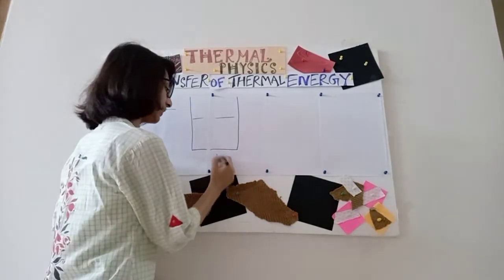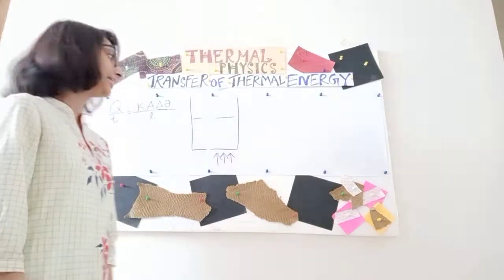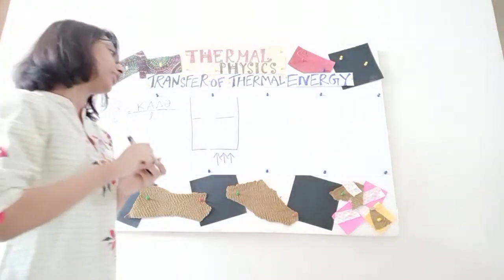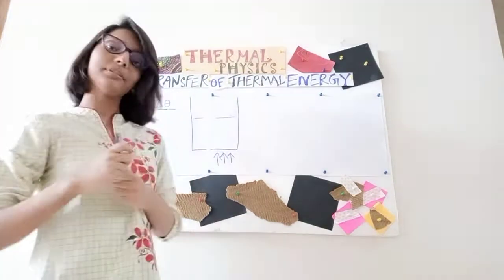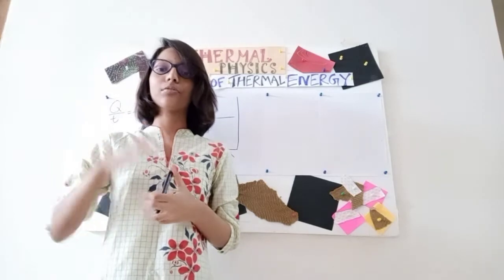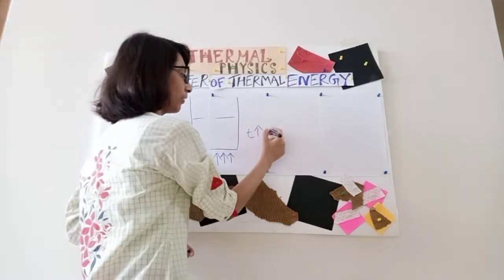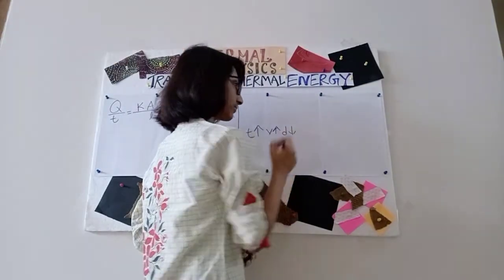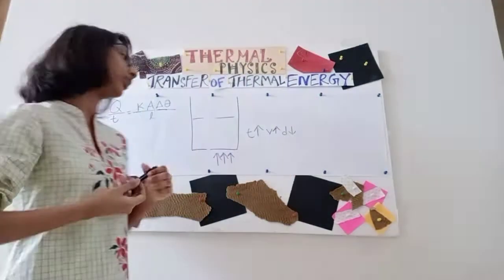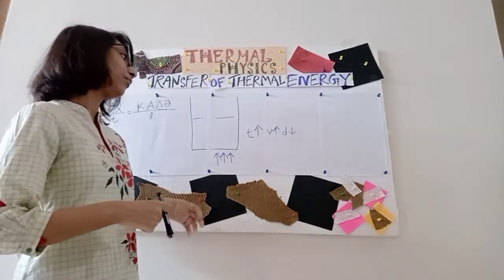Suppose heat is provided in this way. The molecules at the hotter region gain heat. We have studied the temperature-volume relationship before: when temperature rises, volume also rises, and when volume rises, density decreases. Since density decreases, the molecules at the hotter region get less dense and lighter, so they rise up.